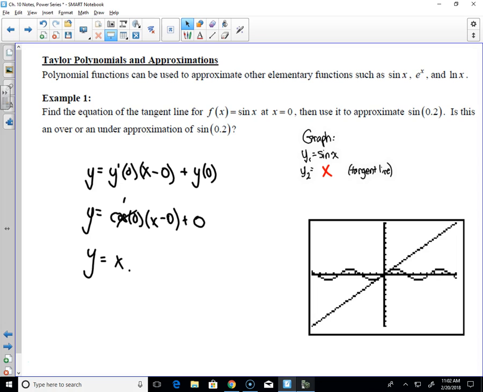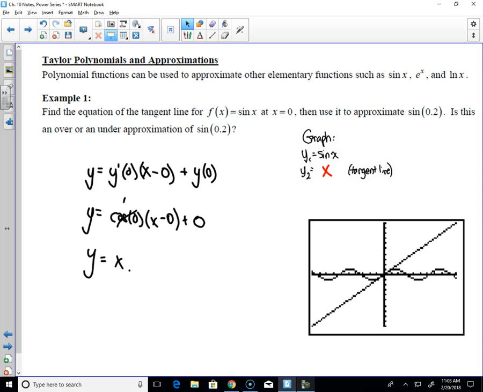And then if we were to graph, question: for how long, or for what interval, will a tangent line approximate a function? Where would it be a good approximation? For what interval approximately? Somewhere within negative pi over 2 to pi over 2. It should be a pretty good approximation.